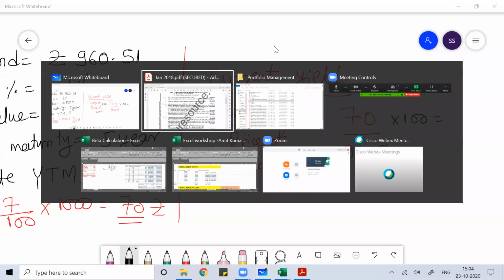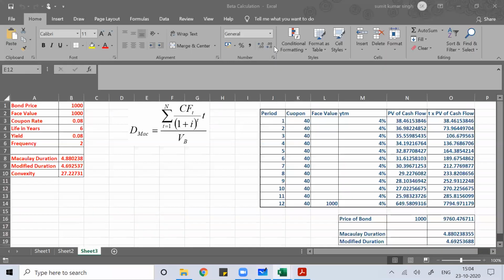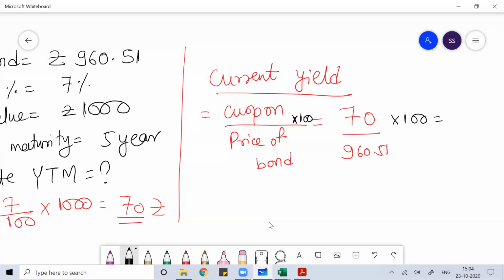So 70 divided by 960.5. How much is that? 7.28%. This is called current yield. I hope you're understanding.